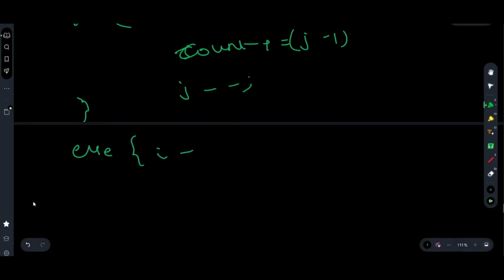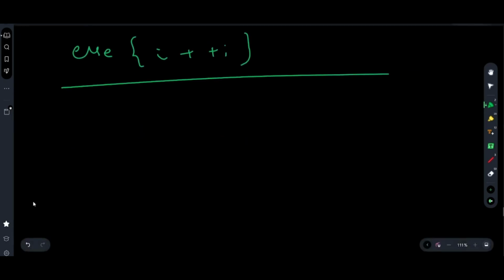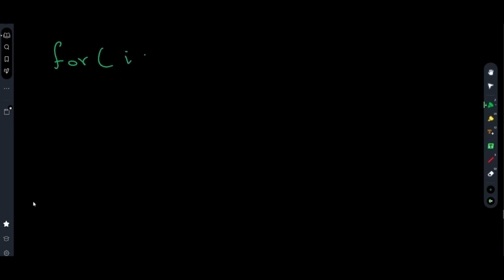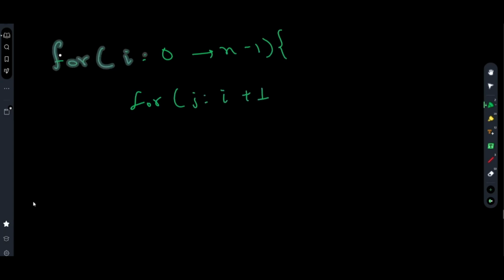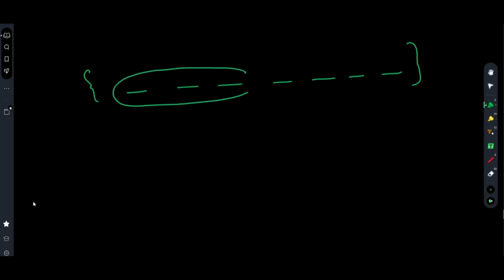So effectively, what will be the code? The code will be very simple. For I belongs to 0 to n minus 1, for J belongs to I plus 1. Sorry, what am I doing? You have to increase, so how will a code look? You will start your K, if a triangle always has three sides. So at the least, the smallest possible triangle can be formed in this particular manner, where the triangle with the smallest perimeter is formed.